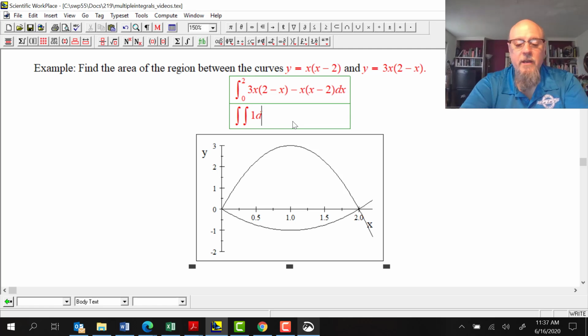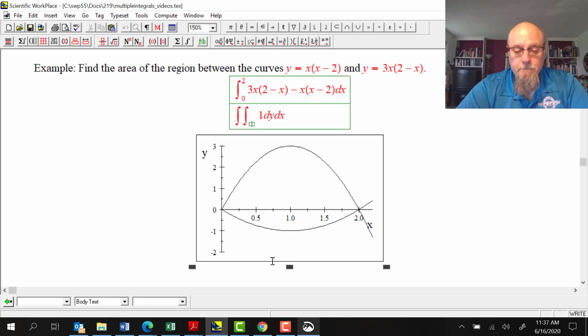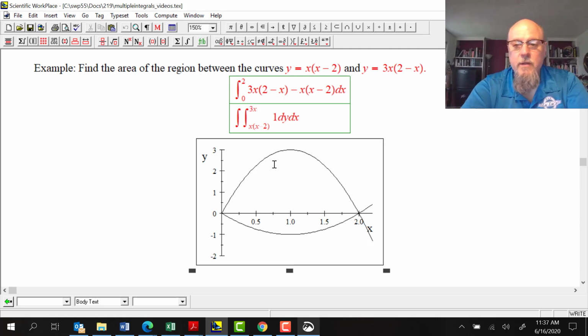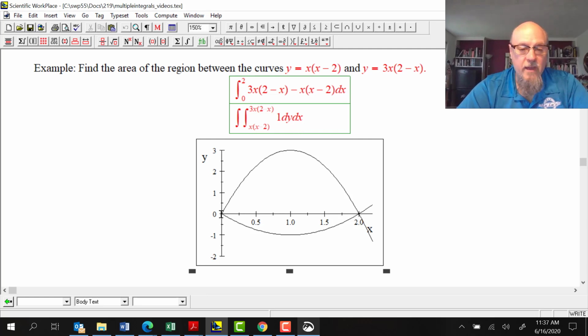So I'm going to choose dy dx from the way it's written. And look at my picture. All the y's always start on this bottom curve, which is the curve y equals x times x minus 2. And they end on the upside down parabola. There's my y's. And now x's. Lowest x in the shape 0, highest x in the shape 2.